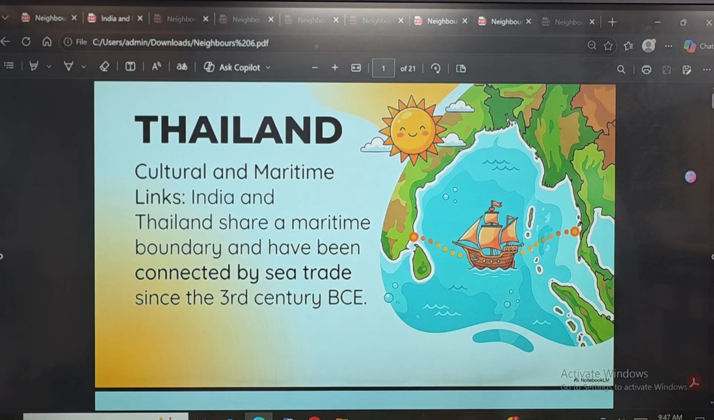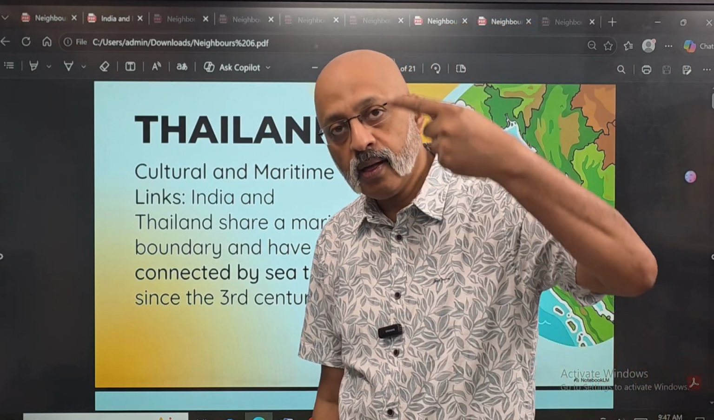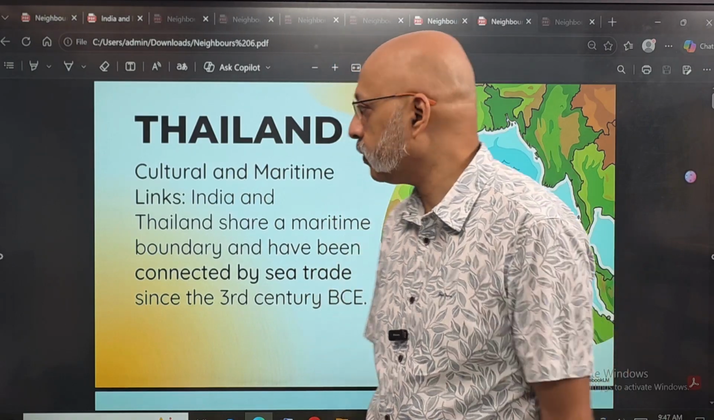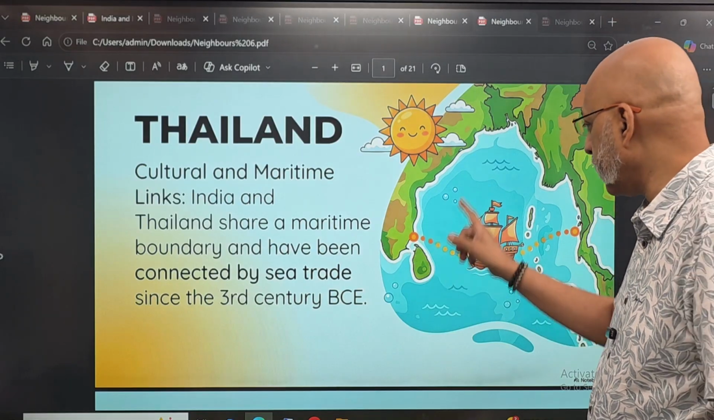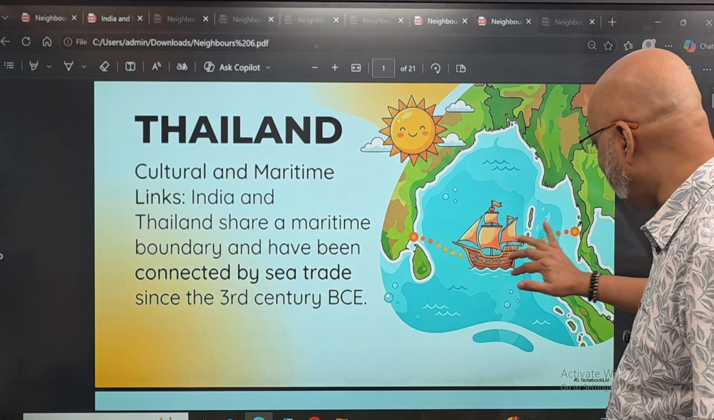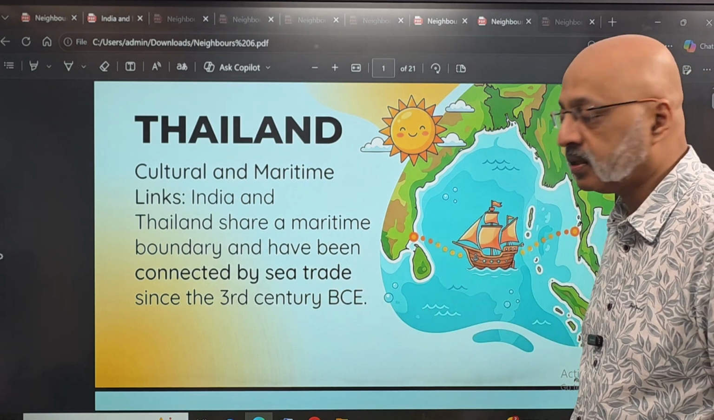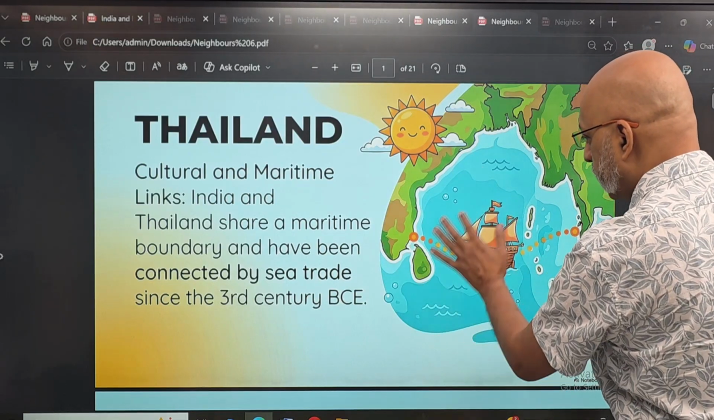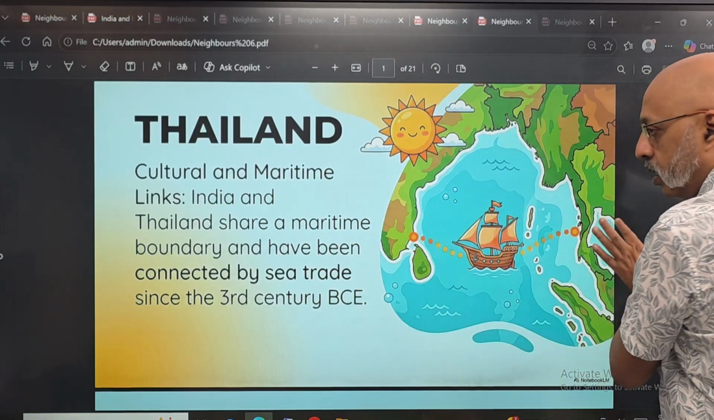Okay. Next, let's move further southeast to Thailand. We now need to do Thailand, Singapore, Indonesia. So, India and Thailand share a maritime boundary. Thailand is somewhere here. So, from the Andamans, what is the distance to Thailand? And they have been connected by sea trade since the 3rd century BCE. So, this is India, Sri Lanka, Andaman and Nicobar Islands are somewhere here. So, from here, you can go to Thailand.